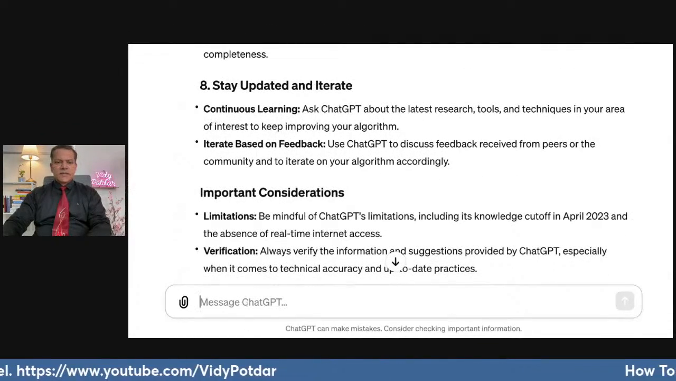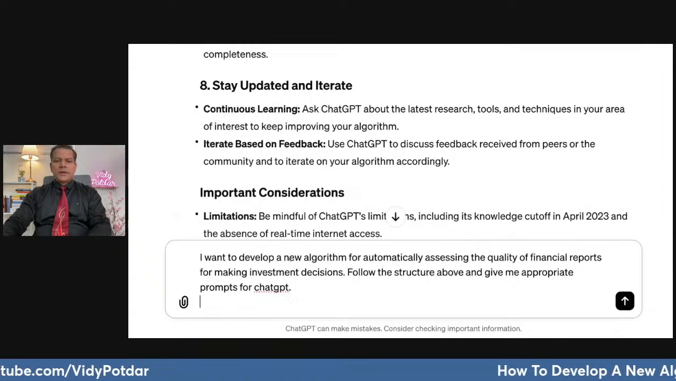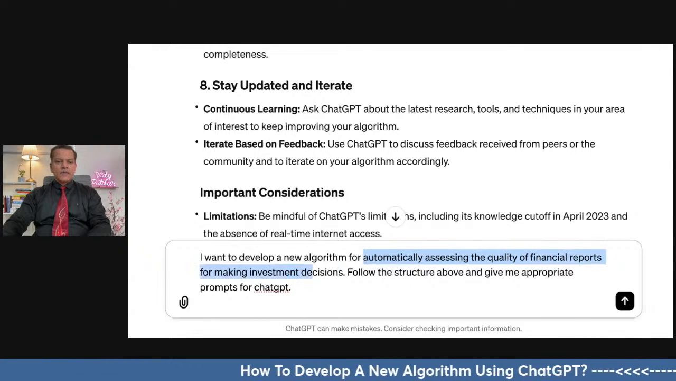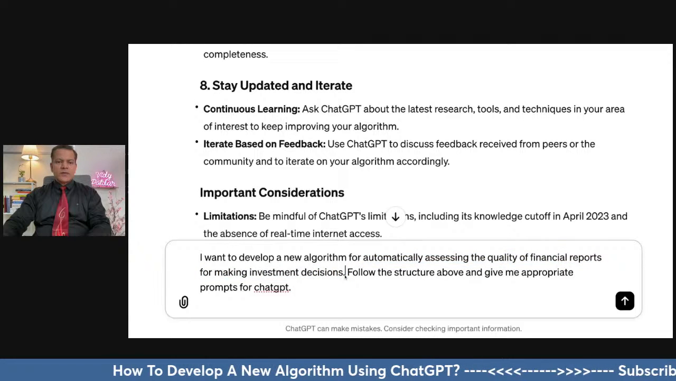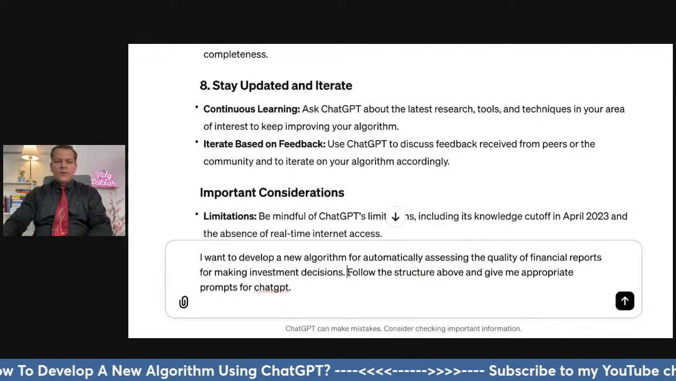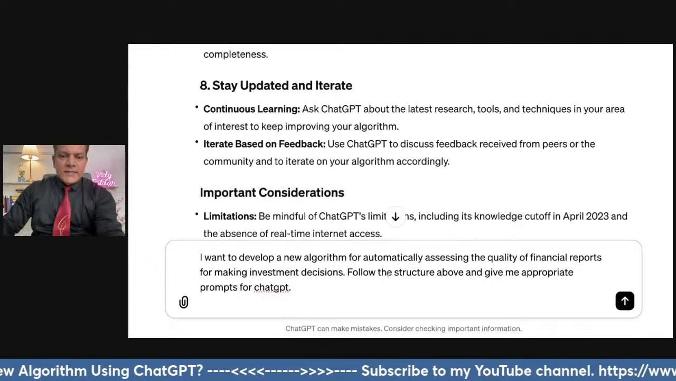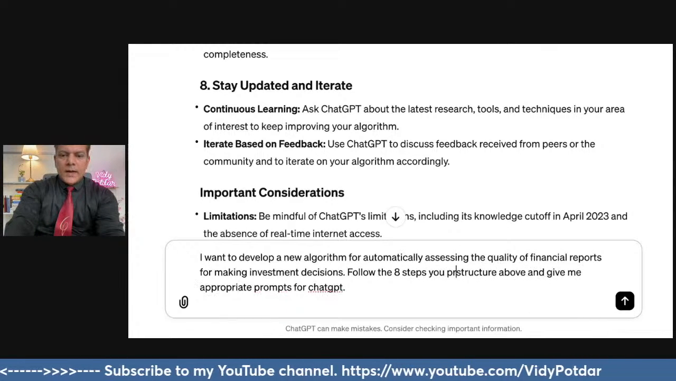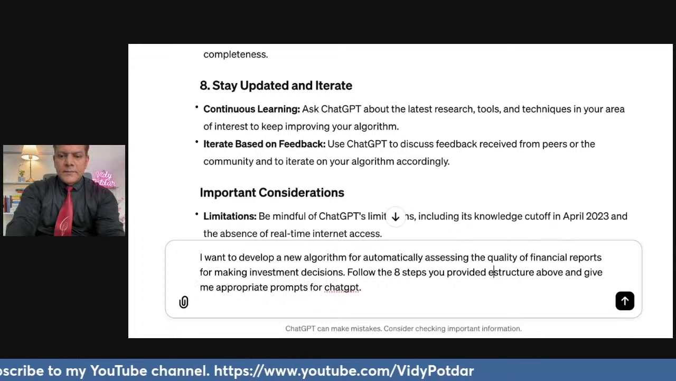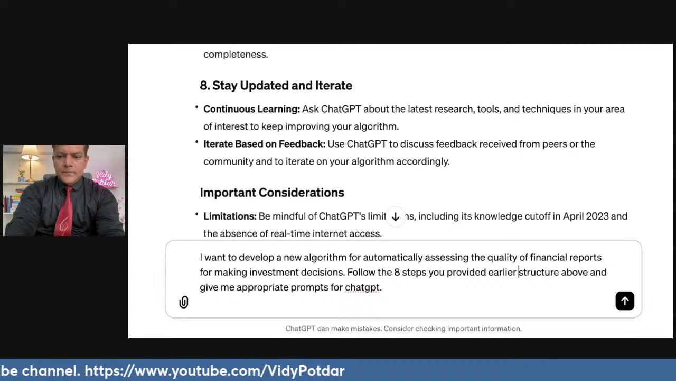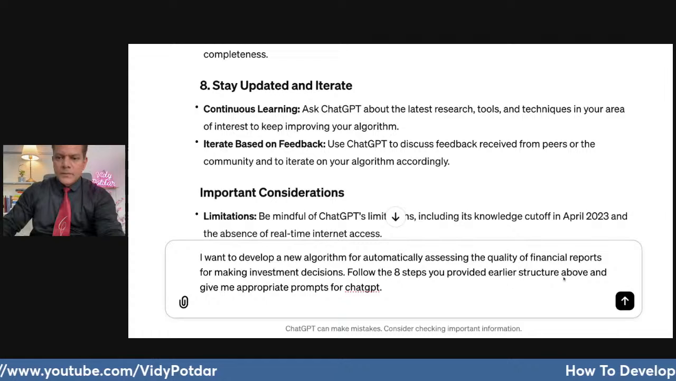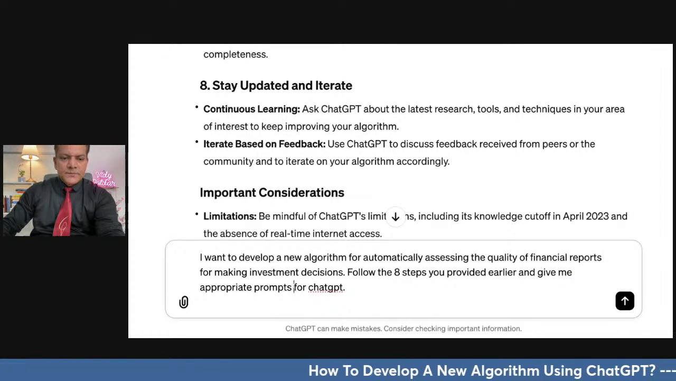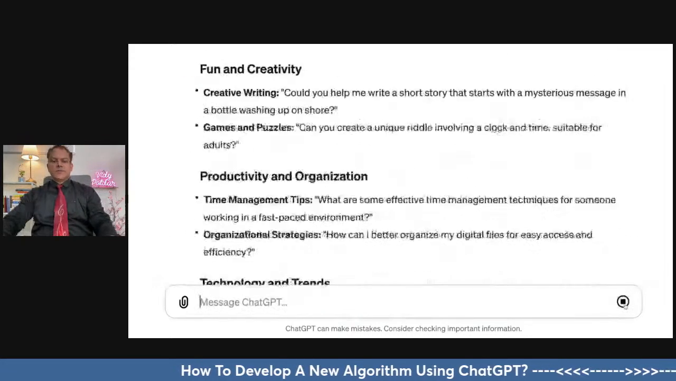Okay, so I will say this as a next prompt. I want to develop a new algorithm for automatically assessing the quality of financial reports for making investment decisions. Okay, so this is the algorithm that I want to design. I can say follow the 8 steps you provided earlier and give me appropriate prompts. So let's see whether this works.